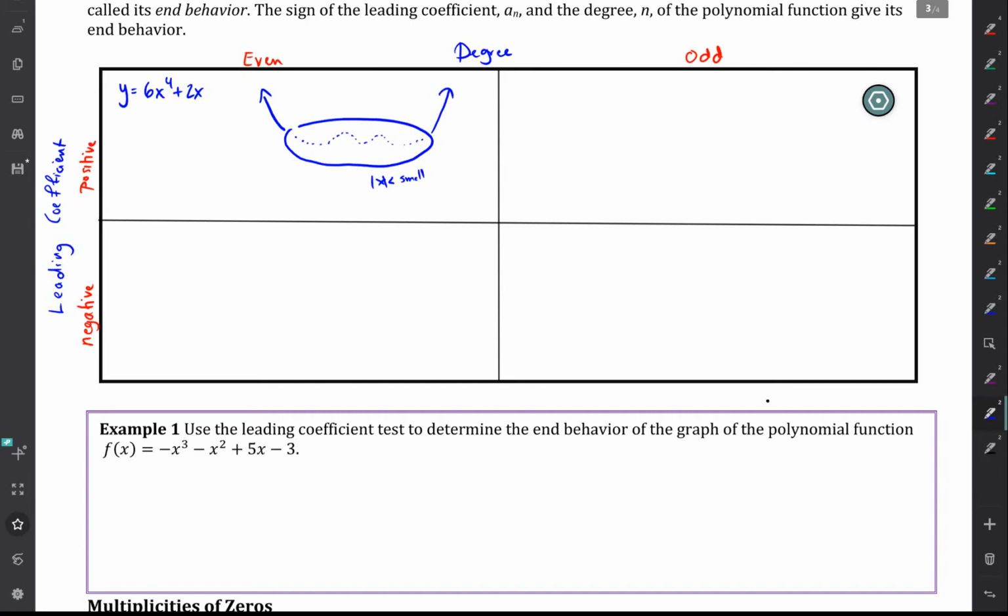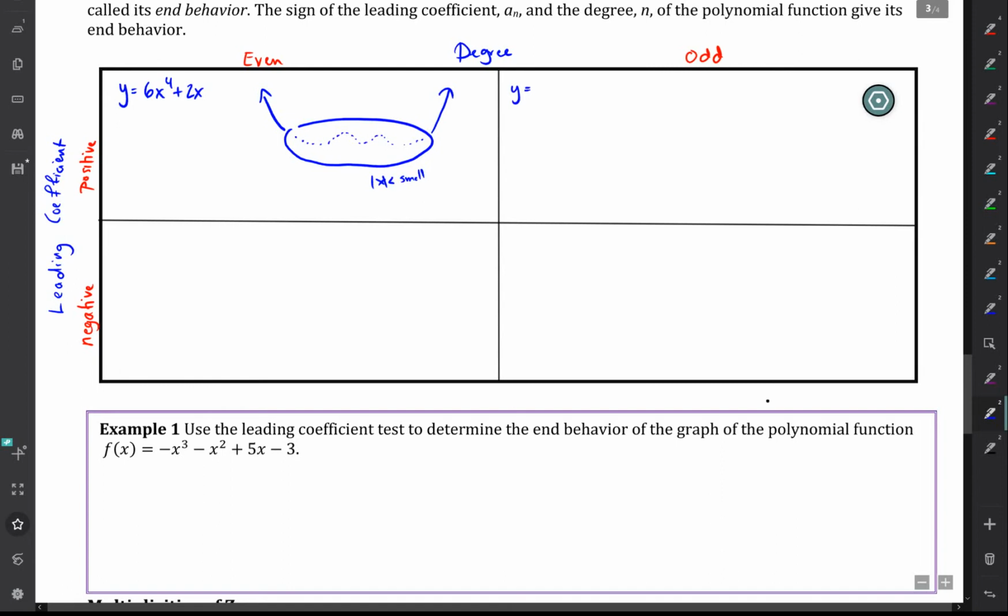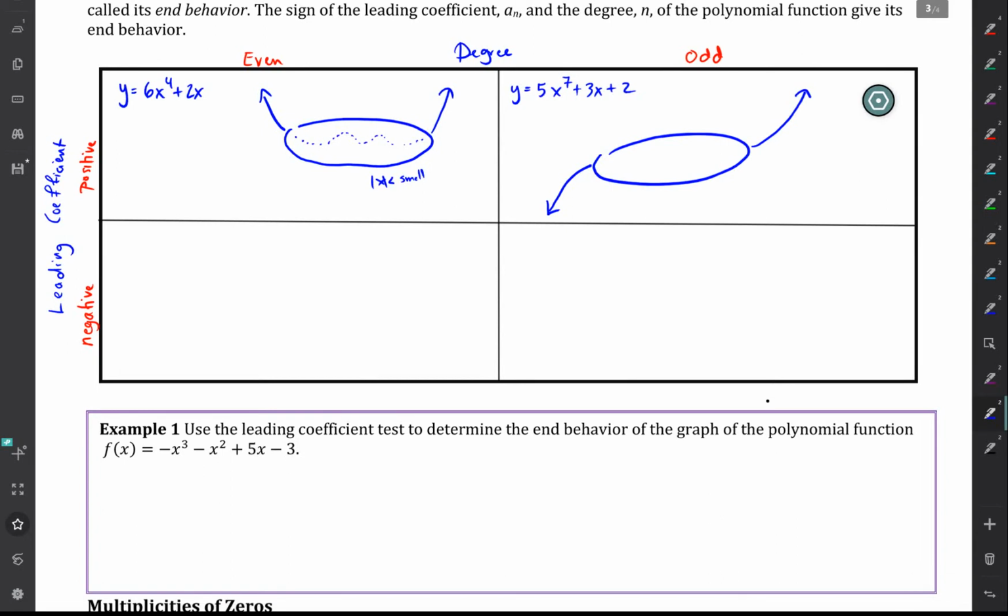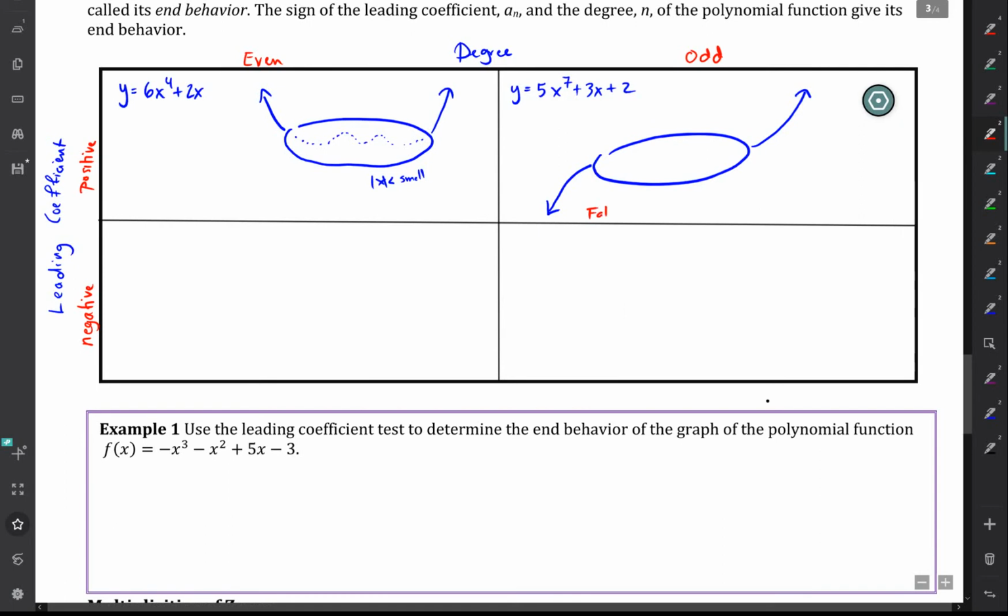Now, if you had a positive coefficient but an odd degree, like y equals 5x to the 7th plus 3x plus 2, then I know that the function is going to fall to the left and rise to the right. So it acts like y equals x cubed. Let me write these down here. We're falling to the left and rising to the right, whereas when you had even degree, you rise to the left and rise to the right.